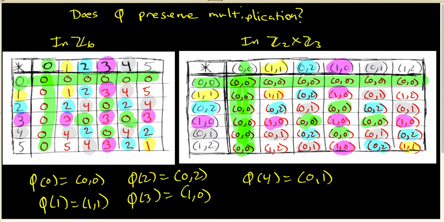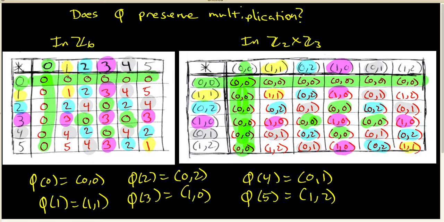And just like before, we're going to leave phi of 5, which is 1, 2, uncolored. In other words, it will be in a white background. So the 5s over in this table have the same pattern as the 1, 2s over in this table. And now what I want you to do is stop the video and stare at these two tables for a few minutes.